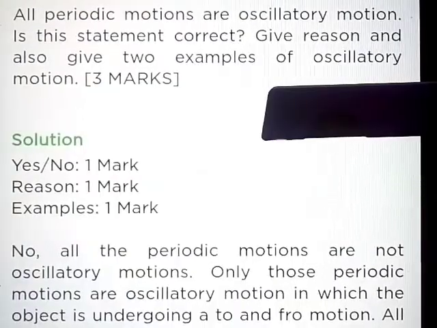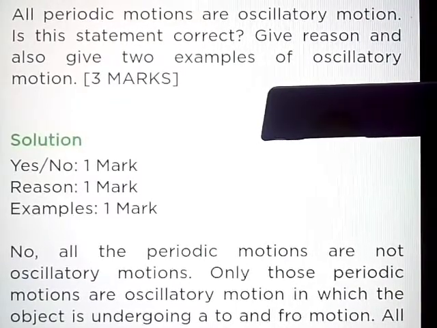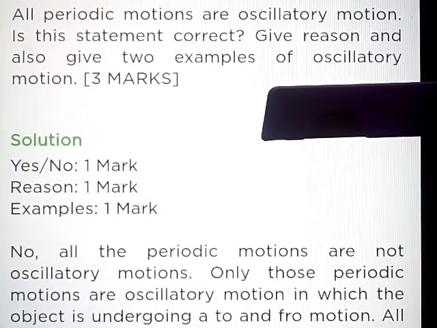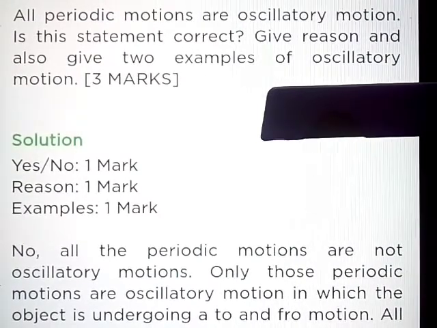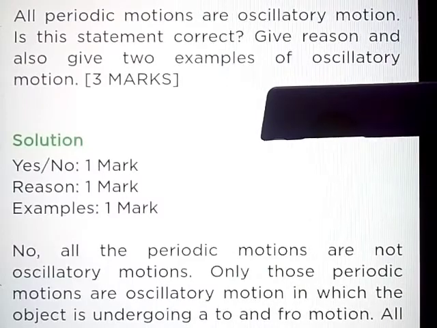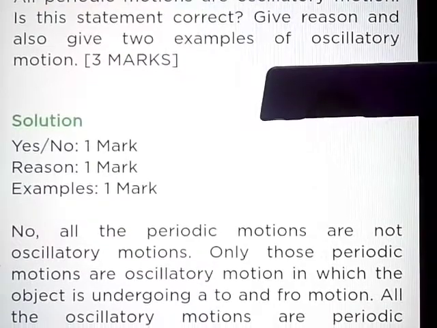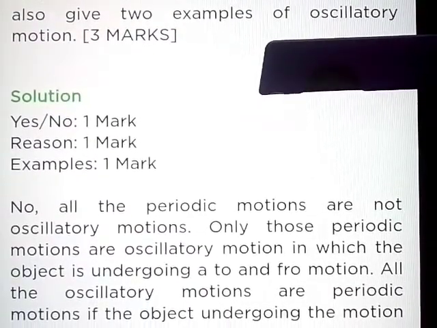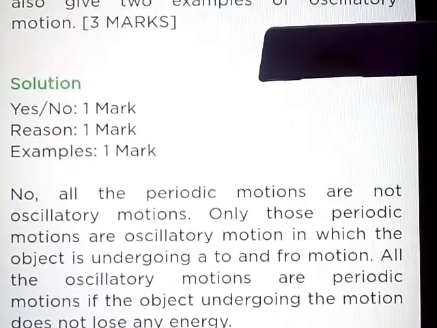Question number 9. All periodic motions are oscillatory motion. Is this statement correct? Give reason and also give 2 examples of oscillatory motion. Answer. No. All the periodic motions are not oscillatory motions. Only those periodic motions are oscillatory motion in which the object is undergoing a to and fro motion.